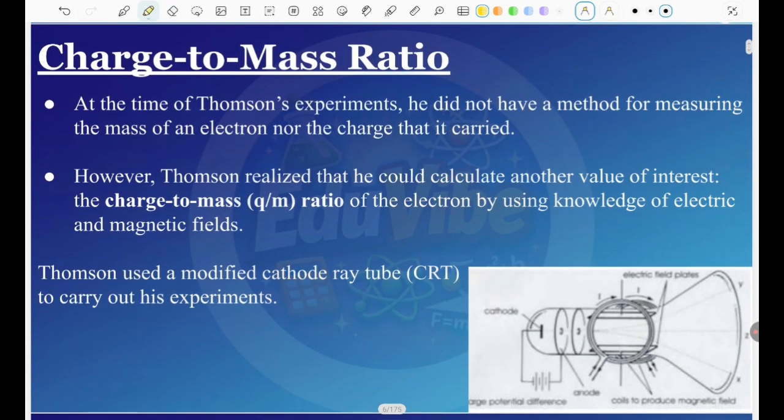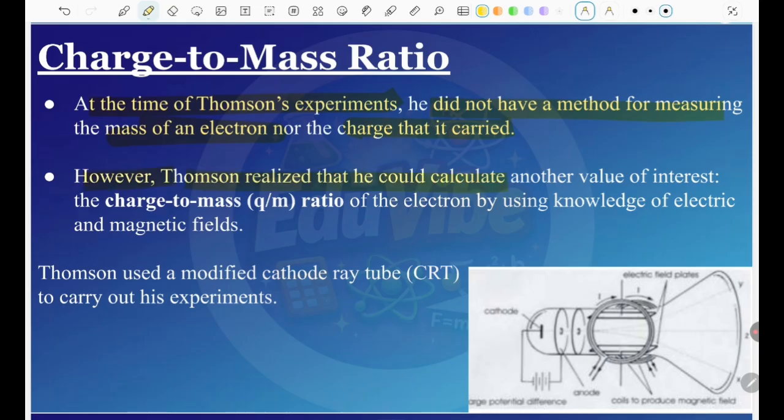What do they do first? They calculate the charge to mass ratio. What is that ratio? At the time of Thomson's experiments, we did not have a method of measuring the mass of an electron. They discovered the electron, but how can we find its mass? Because the electron has some mass. We had nothing to measure the mass of the electron, and we don't know how much charge it carried.